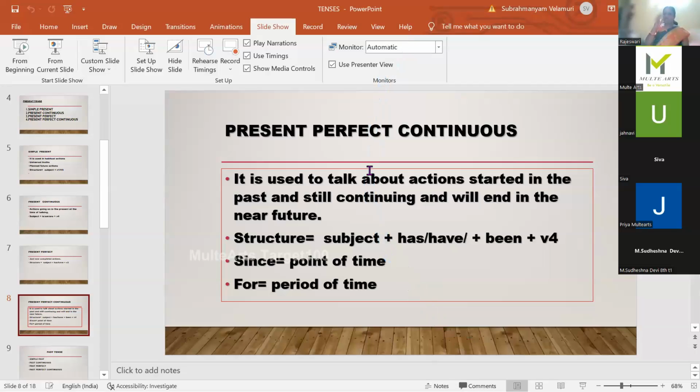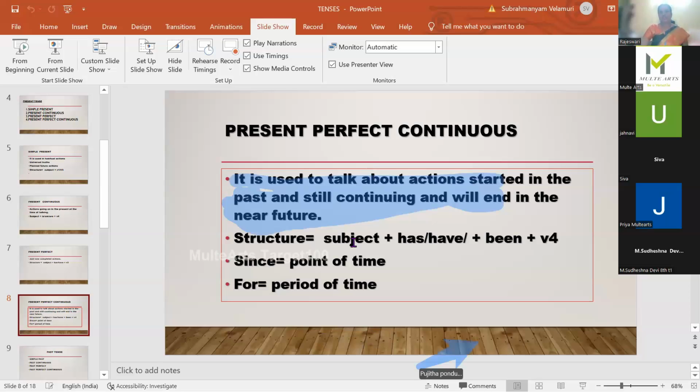So it started in the past and is still continuing, and will end in the near future. I'll tell you one best example. It is the rainy season. It started raining. Someone who doesn't know about this calls up and asks, when did the rain start? It has been raining since morning. I don't know how long it is going to last. It is going to end soon, maybe in 1 hour, 2 hours. So such actions come under present perfect continuous.